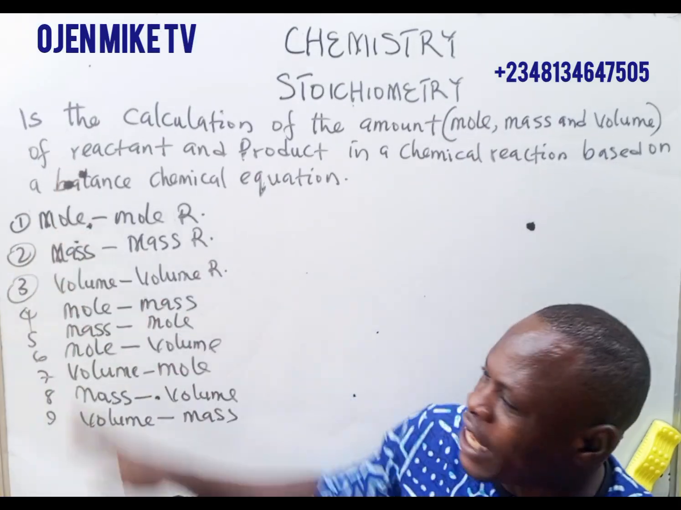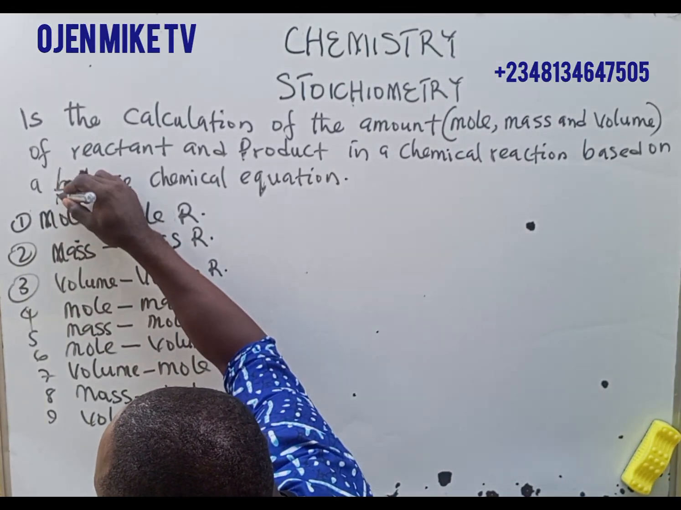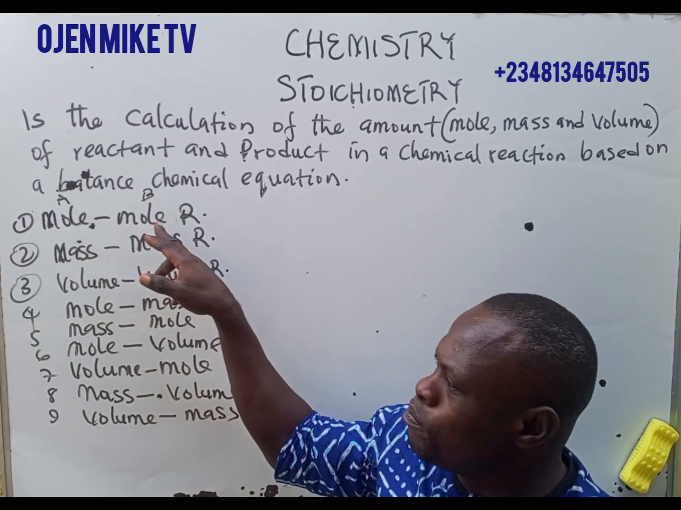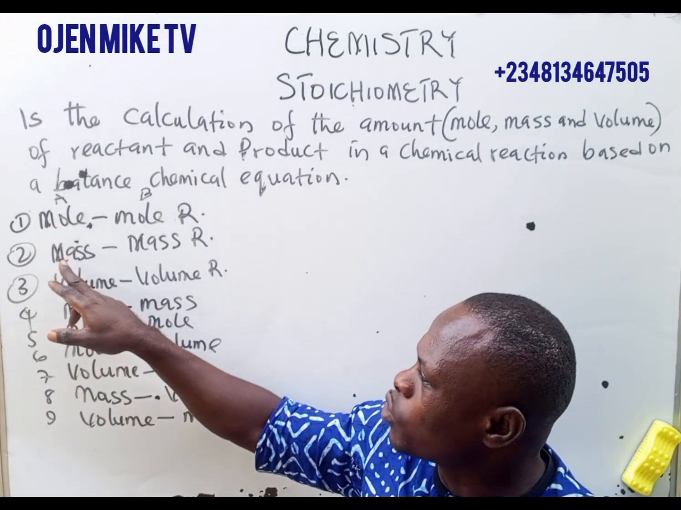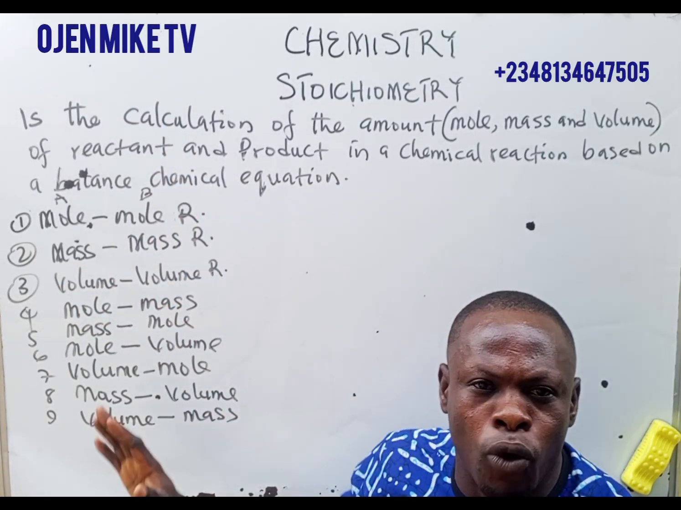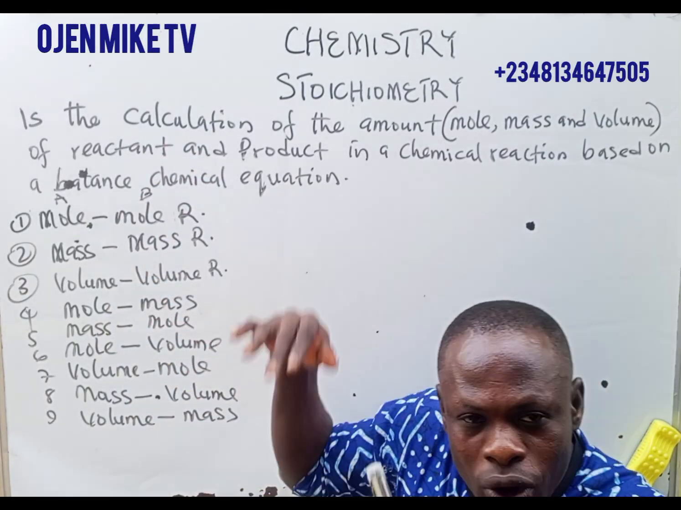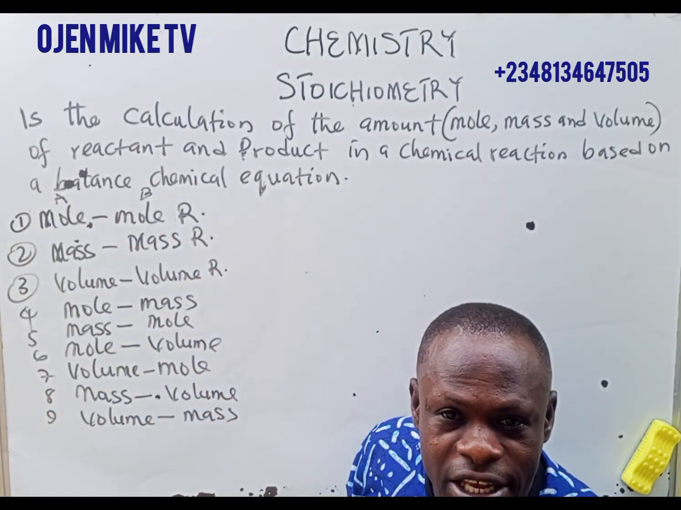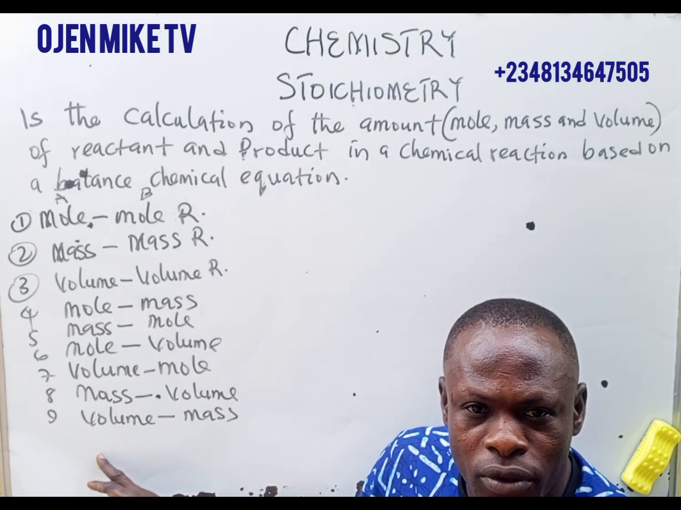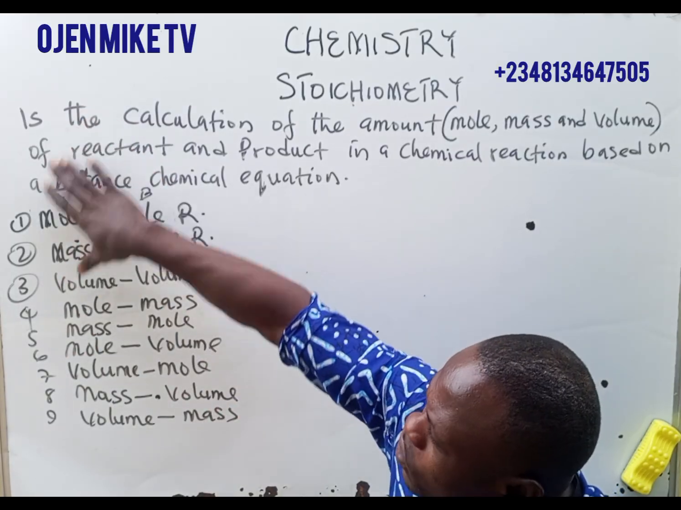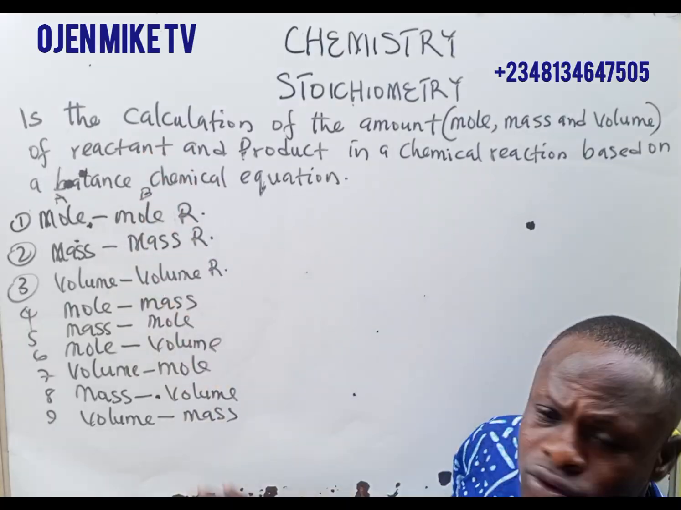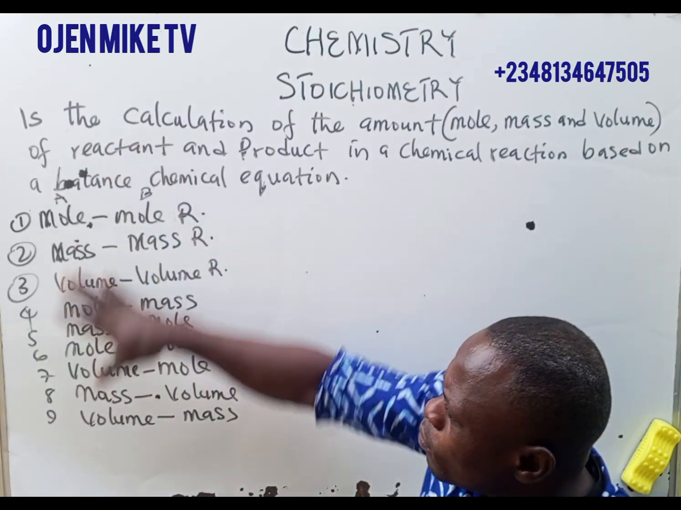The first one we title A, and the second one is B. They will give you A and ask you to calculate B. What you are asked to calculate is your B, and what you are given in the question is your A. This is how to calculate stoichiometry relationships. We have 9 of them. Do you get that? They will always give you A, and you will be asked to calculate B. They will not ask you to calculate A. Now we are going to look at the various formulas you can use.